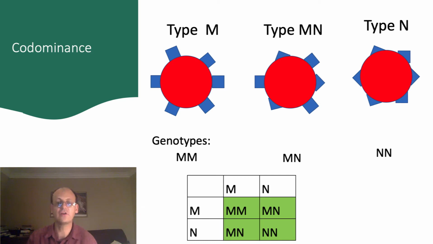The important thing to note here is that the heterozygote MN does not have the same phenotype as either homozygote, and the MN phenotype is also not intermediate between the 2 M and N phenotypes. Using a Punnett square, you can see that 2 MN parents could produce type N, type MN, and type M offspring.